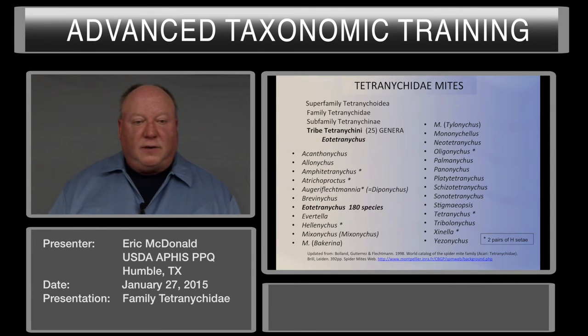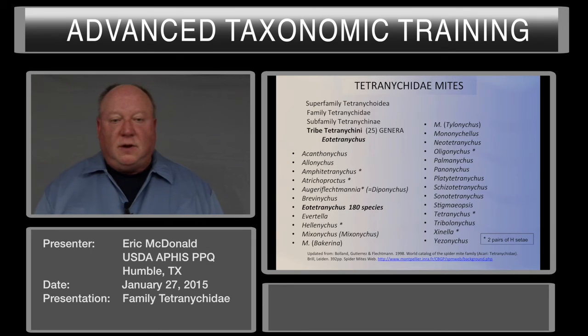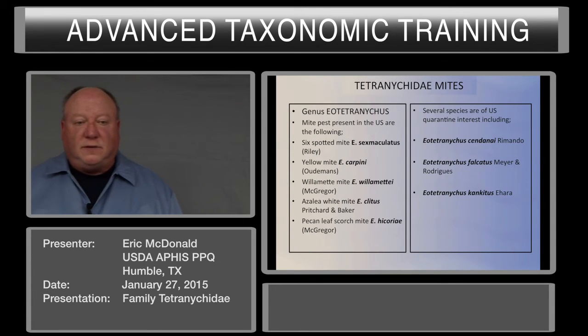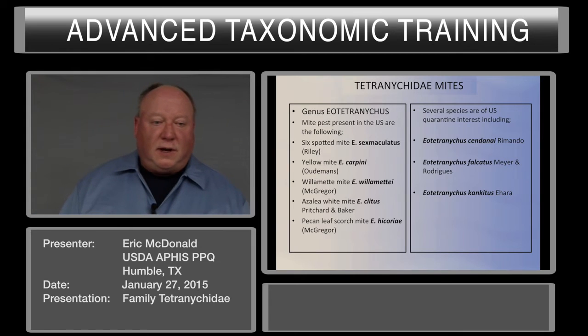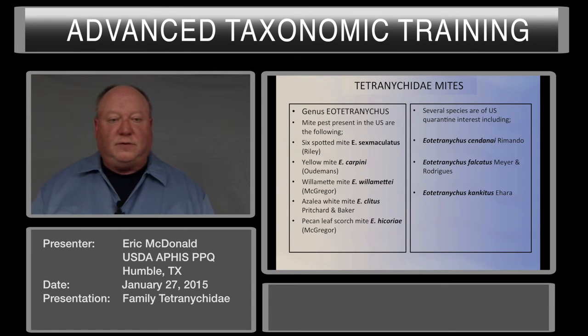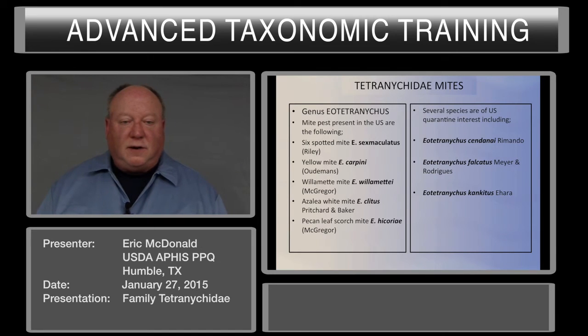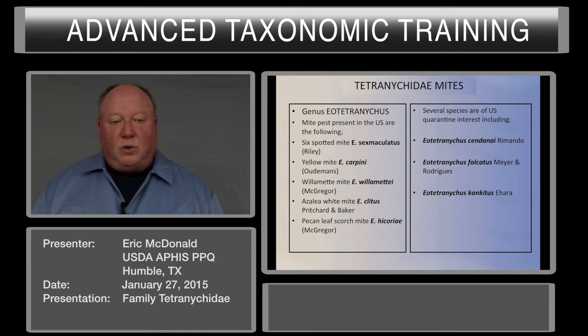The Eotetranychus are important polyphagous pests with 180 species described worldwide. The most common is the sixspotted mite that attacks grapes, cherry, figs, citrus, azalea, rhododendron, strawberries, guava, and a variety of other trees and herbs in much of the world. Many other species occur in the United States, like the yellow mite, the Willamette mite, which attacks grapes, fruit trees, and a variety of ornamentals.